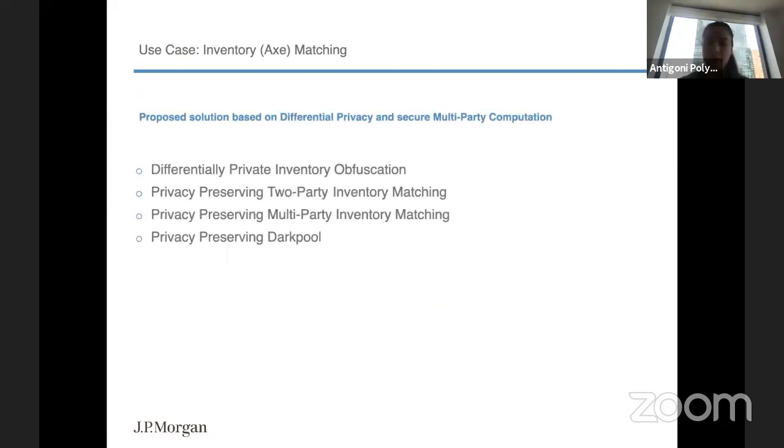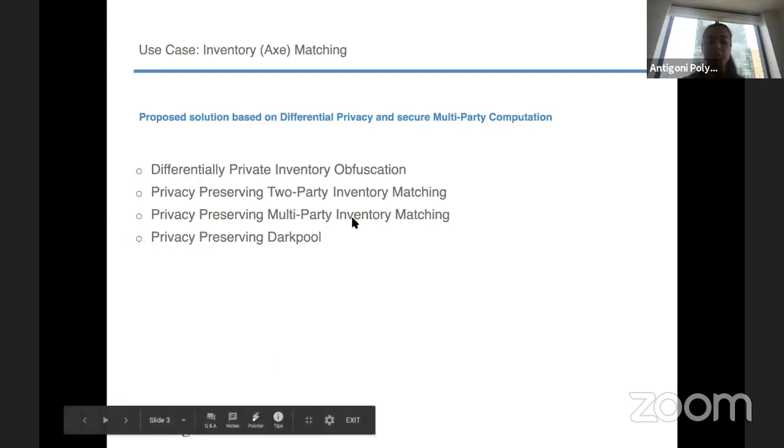So we're going to solve this problem based on, I split them in 4 different categories. Okay, and we're going to use techniques from differential privacy and multi-party computation. Okay, so here, these are the names that we give them. And I'm going to go over them one by one.